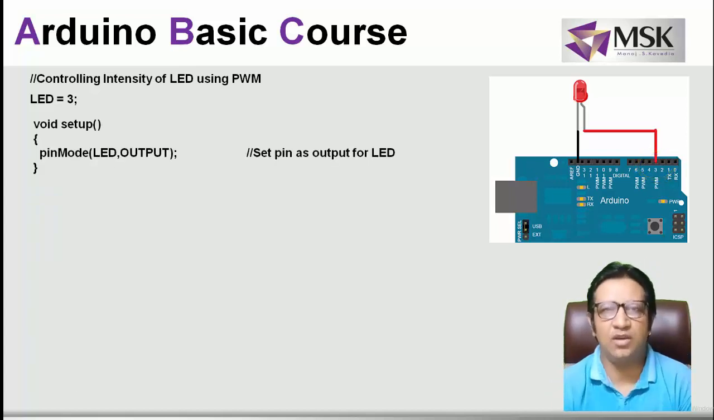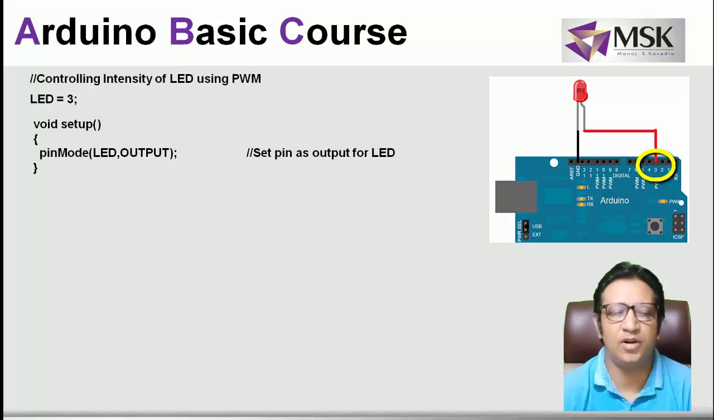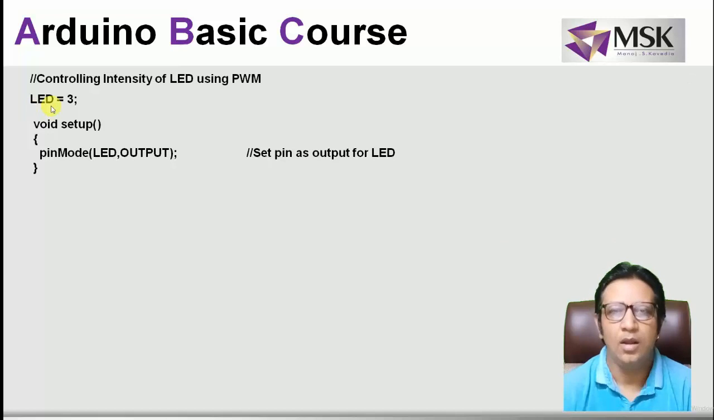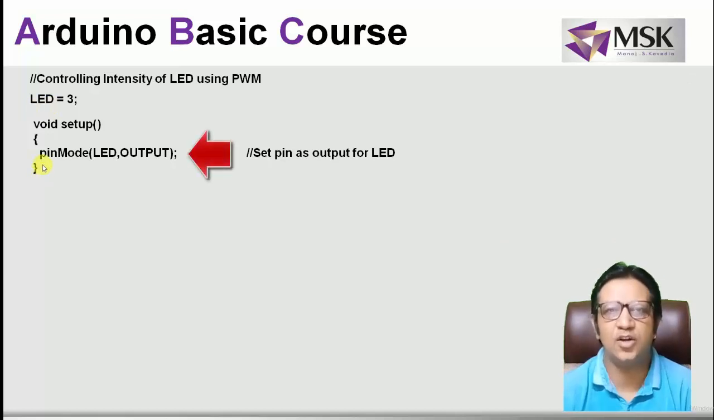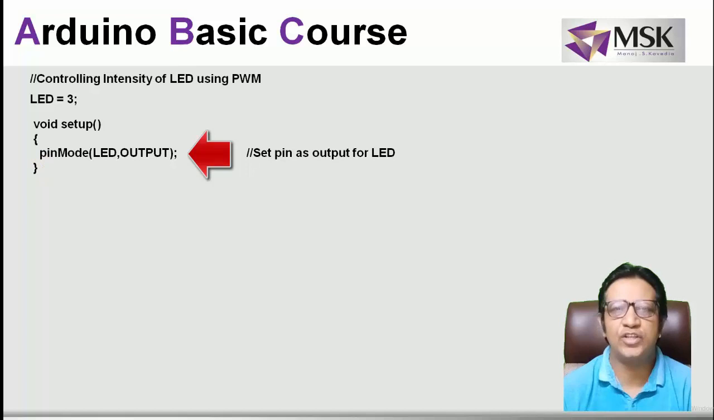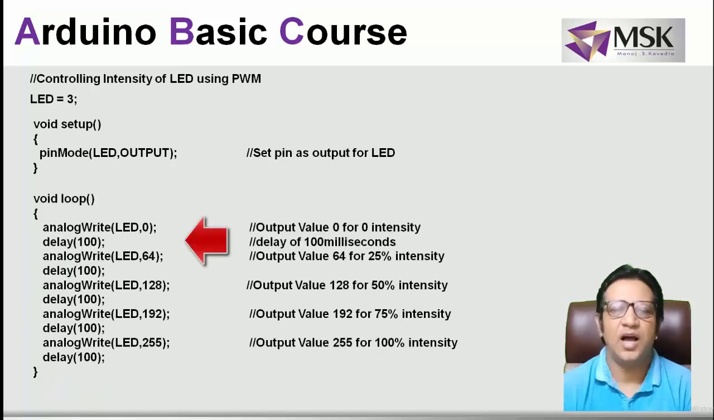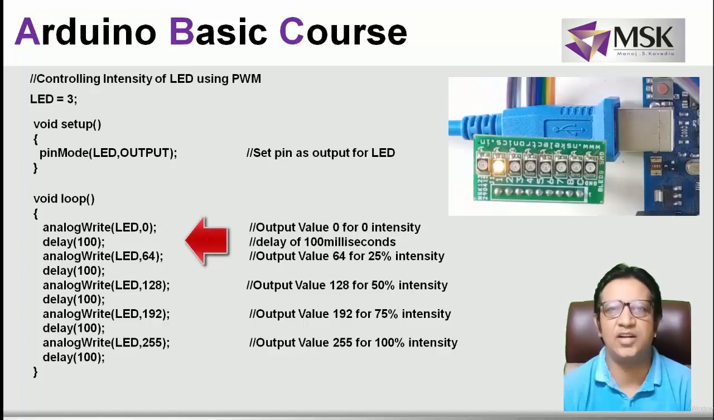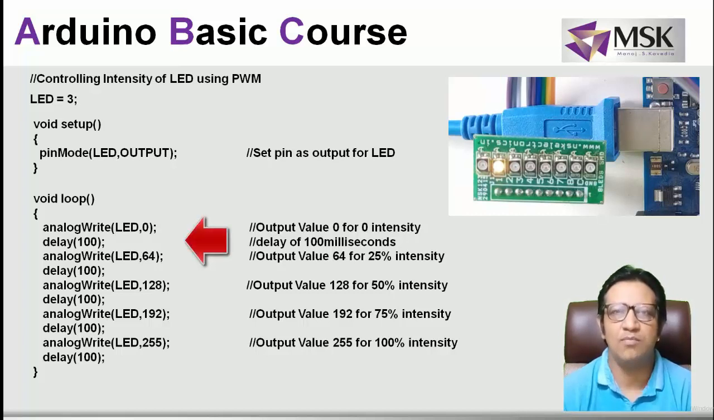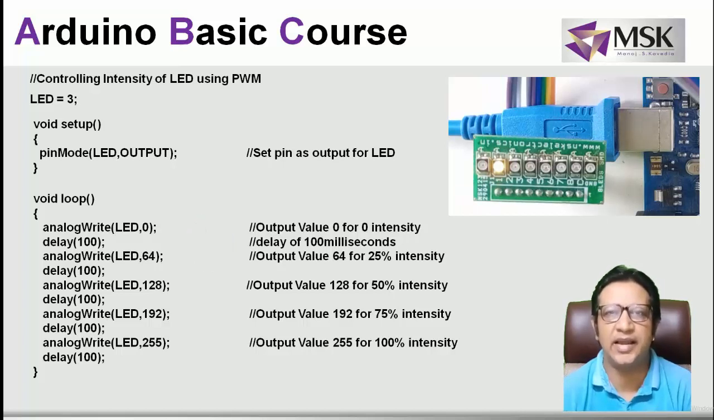So on pin number 3, which is a PWM pin, I've defined one variable called LED. Now this particular pin is set to output by the pinMode function, which is written in setup. The next is the loop function. In the loop function, I've used analogWrite. In analogWrite, I have passed the pin number and its equivalent digital value for the intensity. The first value which I have passed is 0, and that 0 will give me the total dark LED, or the 0 intensity LED.